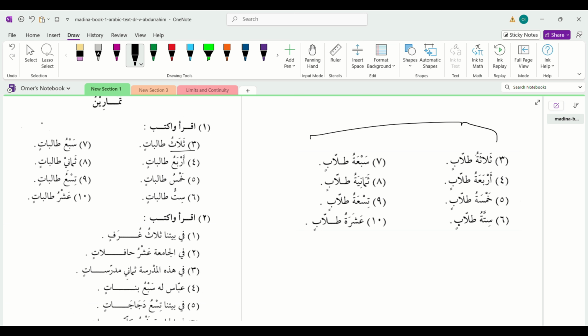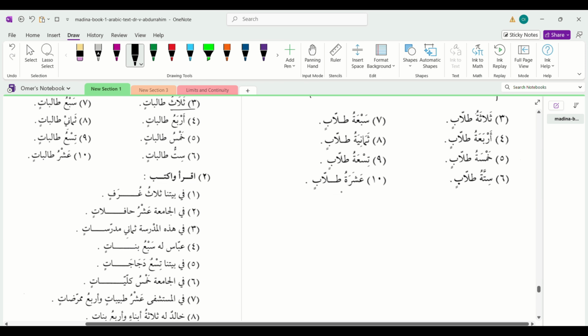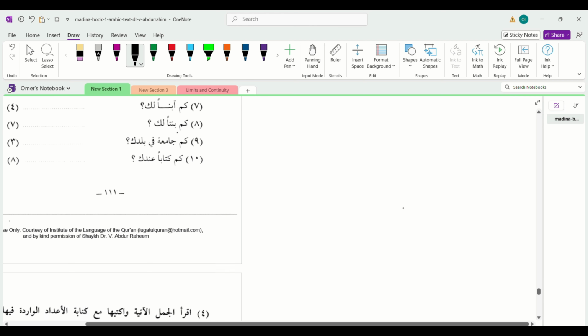Of course, even in this feminine version, the numbers are mudaf. So they can have the kasra and the fatha, but never the tanween. And the ism that follows it will be mudaf ilay. So sab'u talibatin, and it has a kasra, because it's mudaf ilay. And talibat, all of these are feminine, any female students. So you should solve the remaining exercise by yourself.